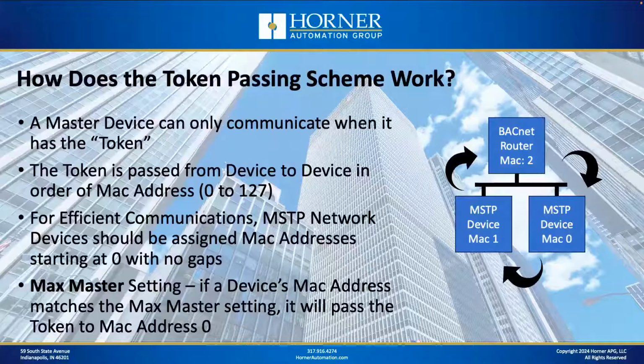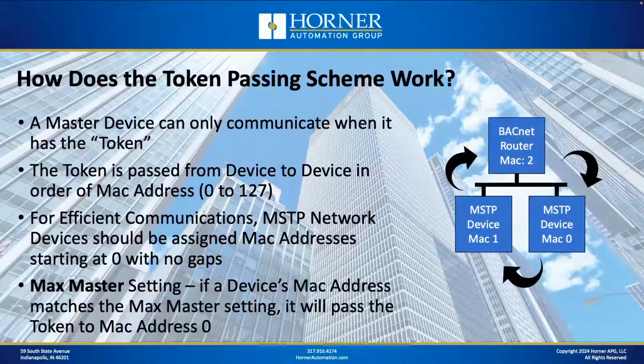Okay, now we mentioned the fact that with RS-485 half duplex, only one device can transmit at a time, and it only transmits when it has the token. So how does that token passing scheme work? Well, effectively, the token is passed from device to device in the order of the MAC address, 0, 1, 2, 3, etc. Which means that when you're setting up your system, it's important for your MSTP MAC addresses to be consecutive. All right, you don't want any big gaps in the addresses.